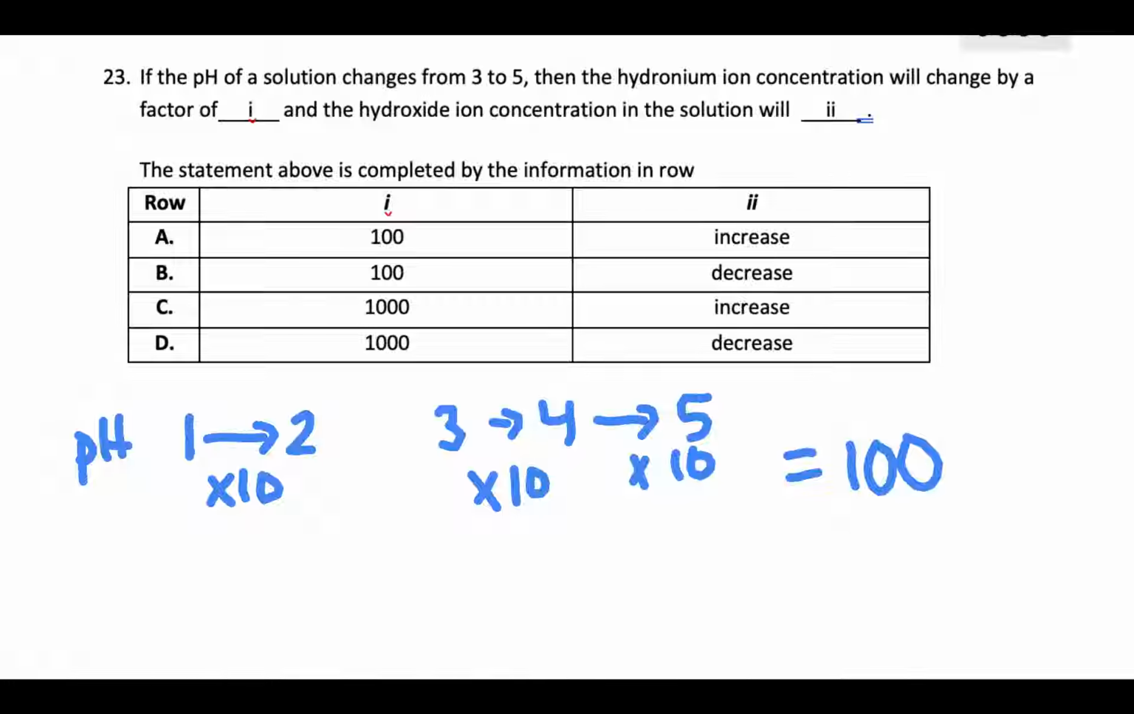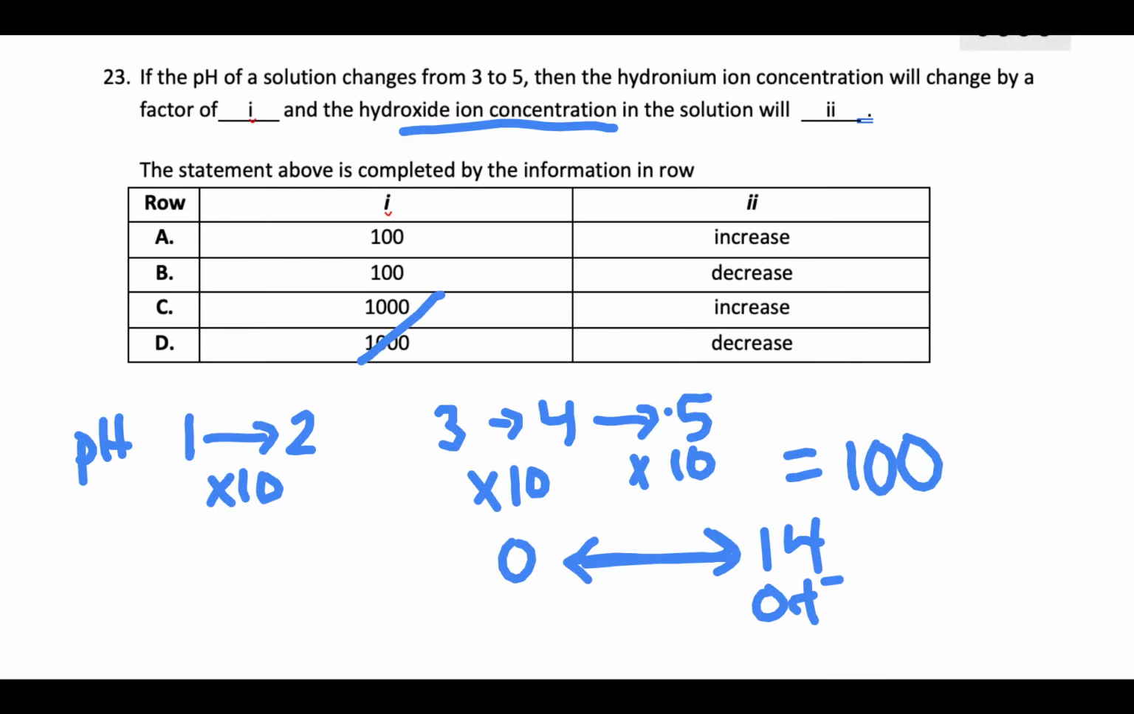And then when you're talking about the hydroxide ion concentration, if you're moving up the pH scale, right, so from 0 to 14, if you're moving up, you are making more hydroxide. So looking for the answer, we know it's going to be the 100, and your hydroxide ion has to be increasing.